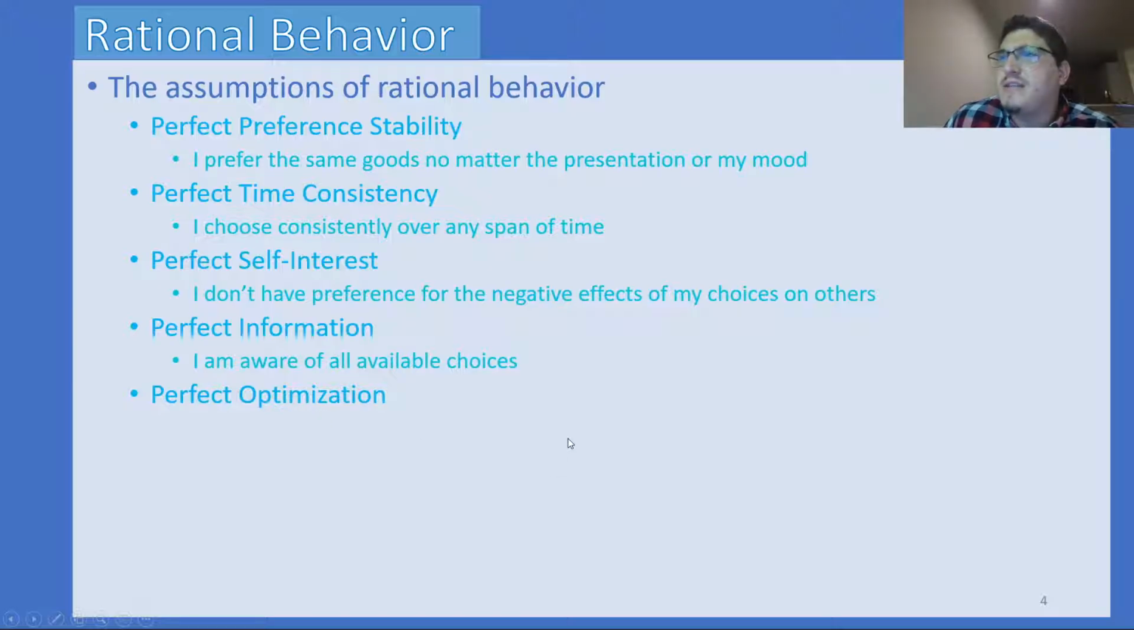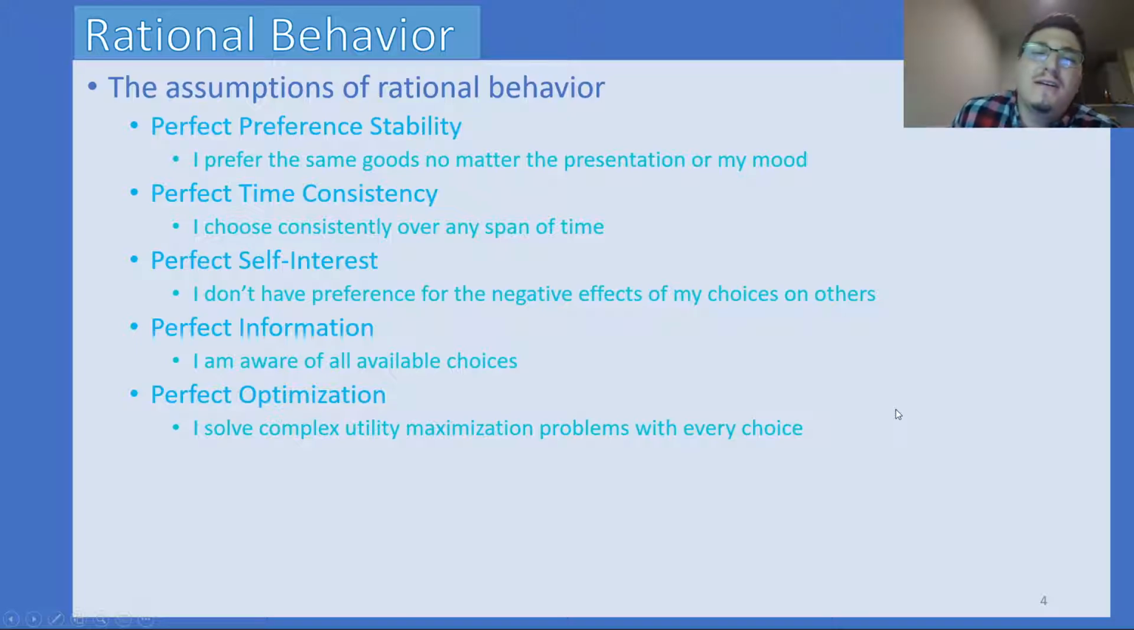Next is that you're a perfect optimizer. You have perfect optimization. You're able to solve complex utility maximization problems with every single choice you make. You're going to be able to work it out. Okay, this is going to be maybe the fund that returns the most money to me over time, so I'm going to invest in that fund. You're going to put the pen and paper to work and make the best choice in every given instance, and that tends to be quite challenging.